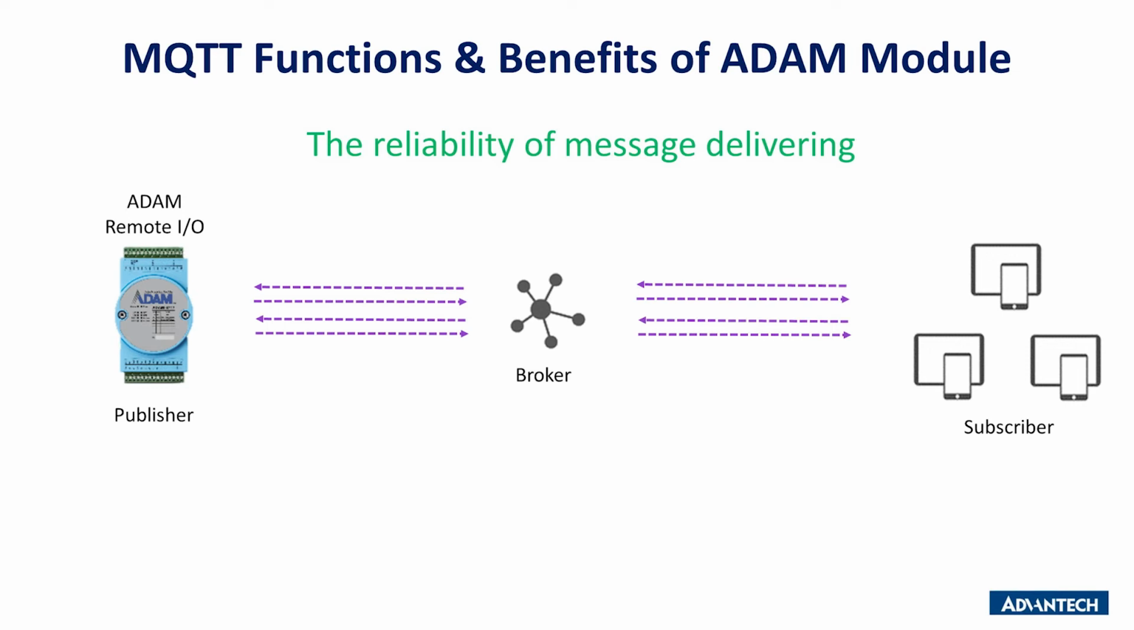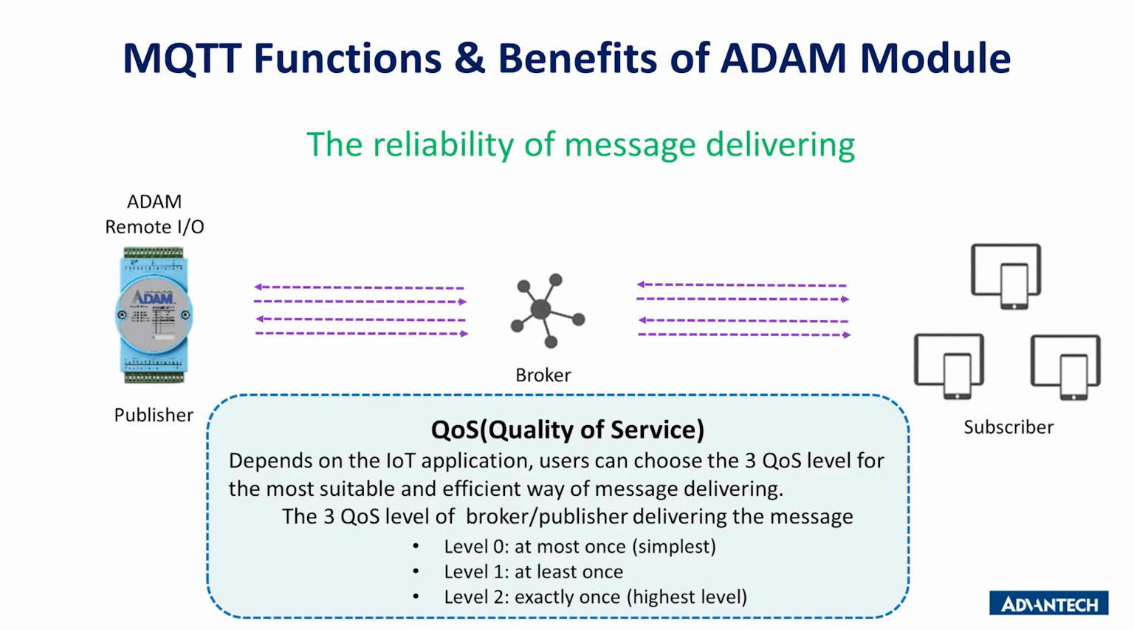Next one is flexibility in quality of service. Based on the IoT application, users can choose among the 3 QoS levels of publish and subscribe for the most suitable and efficient way of delivering a message. For example, if used under a stable connection environment and the loss of some data is still acceptable, QoS 0 may be a good choice. ADAM modules offer the flexibility for users to choose among QoS 0, 1, and 2 according to the user application.